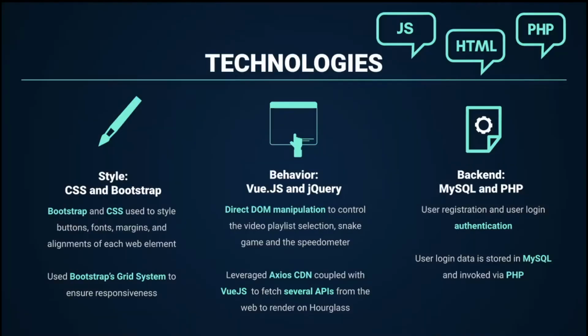Coming to the technologies that our team used for our project, we made use of CSS, Bootstrap, JavaScript, Vue.js, jQuery, MySQL, and PHP. We use CSS and Bootstrap for styling and to ensure responsiveness. We also made use of DOM manipulation in various parts of our web page, like for example, the video section, game section, and the homepage as well. Also, we use Axios CDN and Vue.js to fetch APIs from the web. Lastly, for backend, we made use of MySQL and PHP for user login authentication.